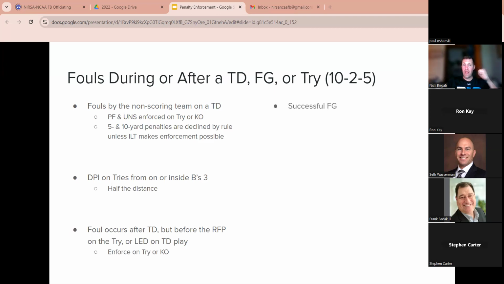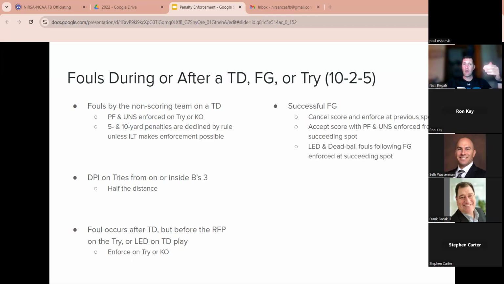Once we've blown the ready for play on a try, however, we have to enforce that penalty immediately. On a successful field goal, we would cancel the score and enforce the penalty at the previous spot unless it is a personal foul or unsportsmanlike conduct penalty, in which case they could keep the points, accept the score, and enforce the penalty on the kickoff or succeeding spot in extra periods. And also a live ball foul enforced as dead, or a dead ball foul after the field goal, is enforced at the succeeding spot.